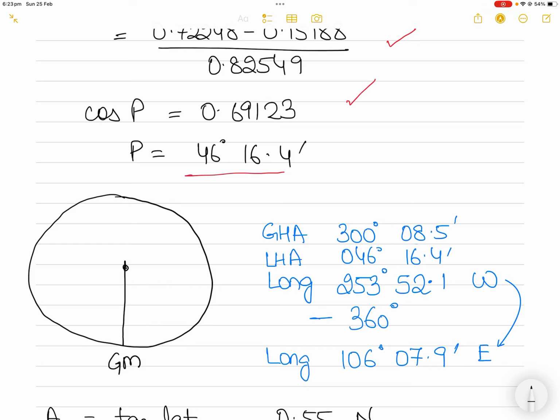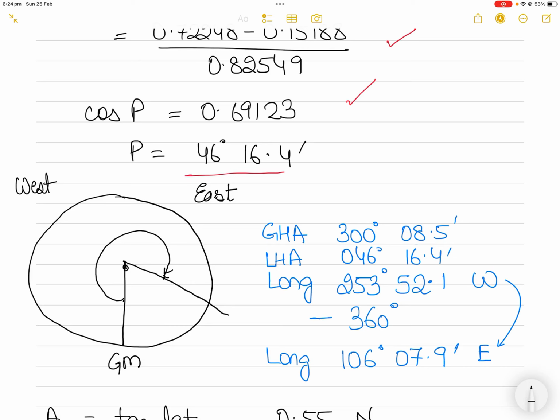And the first thing that you do is you plot the GHA. So the GHA that you calculated was 300 degrees 8.5. GHA is measured westward from Greenwich meridian. So west is to your left and east is to your right as you face the Greenwich meridian. All right. So you go westward from Greenwich meridian and you measure 300 degrees, which should be somewhere around here.